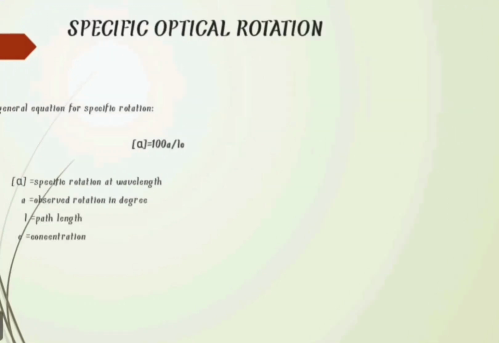The general equation for specific rotation is: specific rotation at wavelength lambda equals 100 times the observed rotation in degrees, divided by path length times concentration.